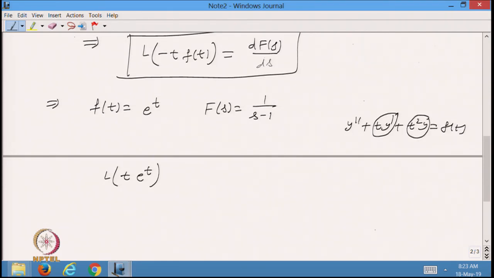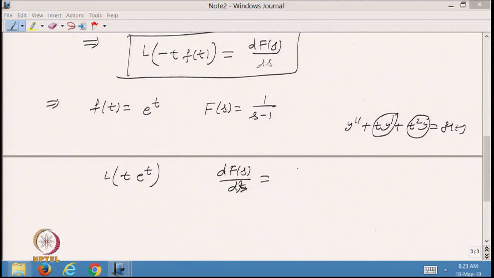So, this way I should be able to find the Laplace transformation. From here I want to find the Laplace transformation, so I will apply this formula. What I will do is take the f(s) given to me, and take the derivative of it with respect to s.